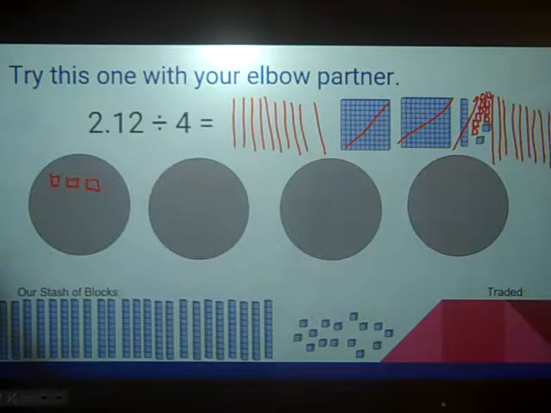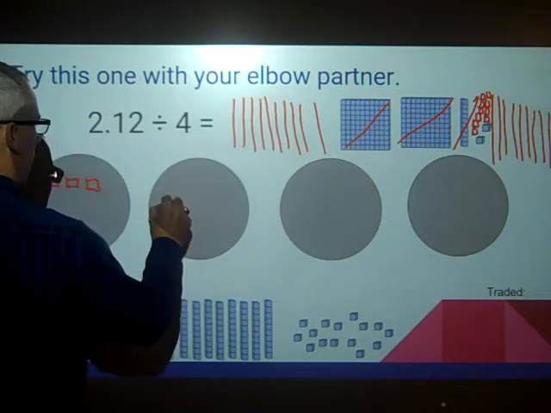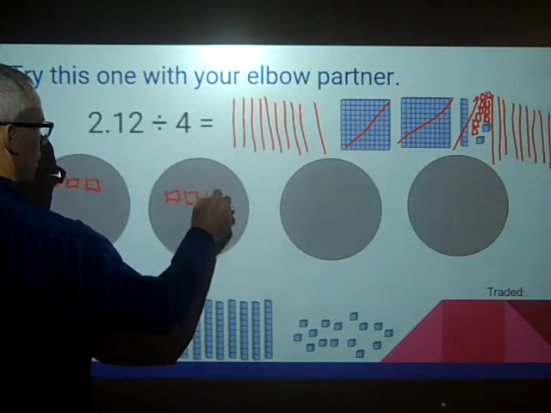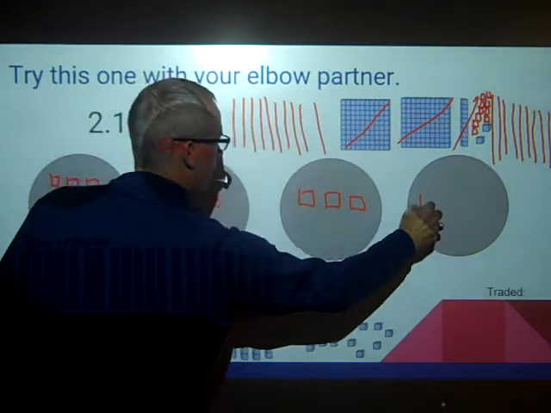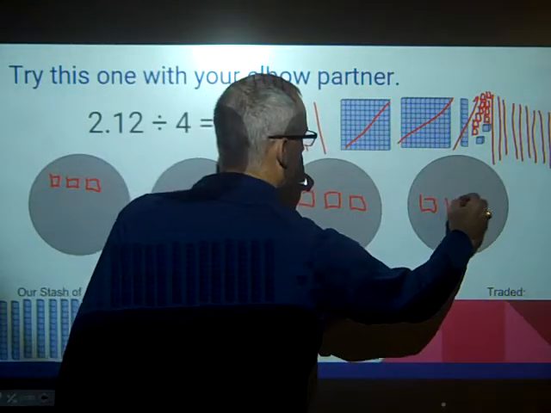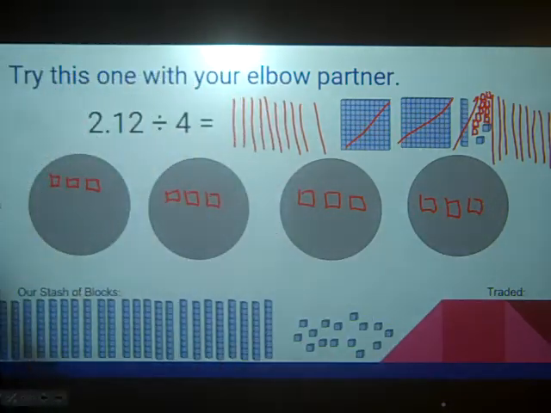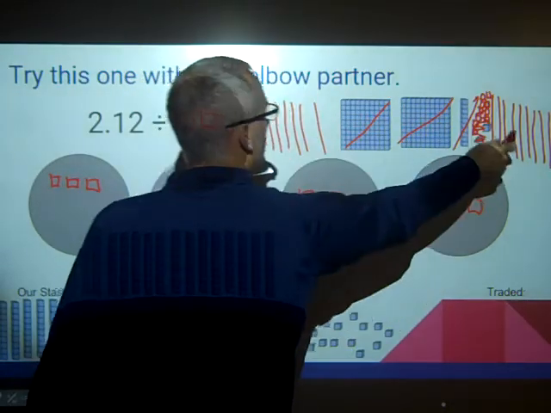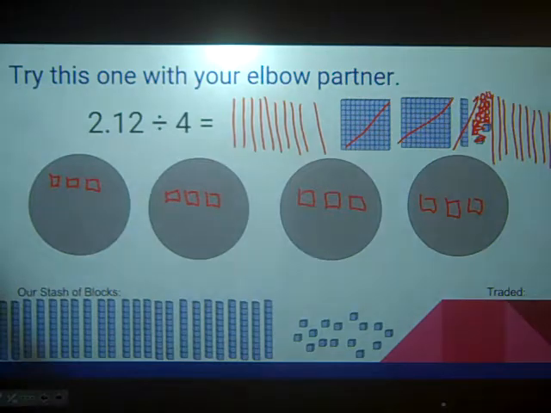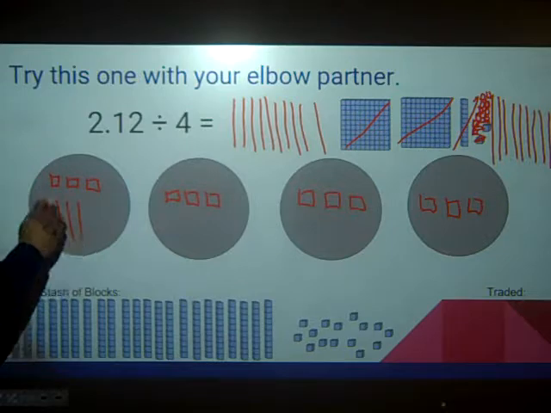Okay, so the hundredths are done. Now what's left? Anyone? What's left? All the hundredths are taken care of. So what's left? 10 and 10 make 20. 20 tens. Can I divide 20 tens by 4 groups? Yes. How many each group? 5. So 1, 2, 3, 4, 5.